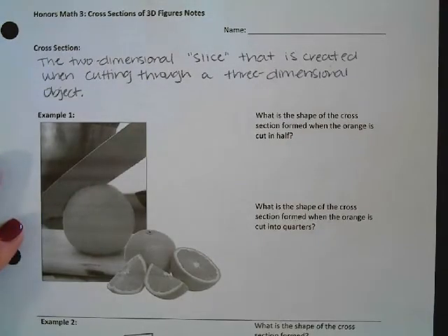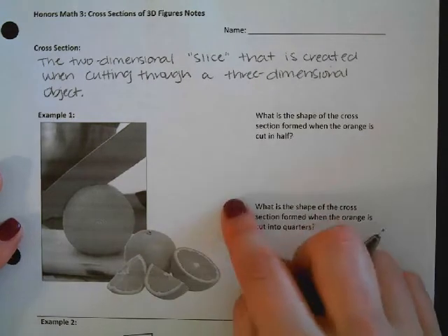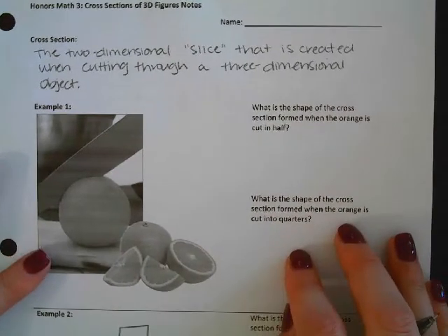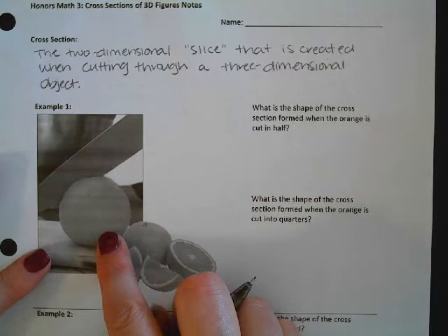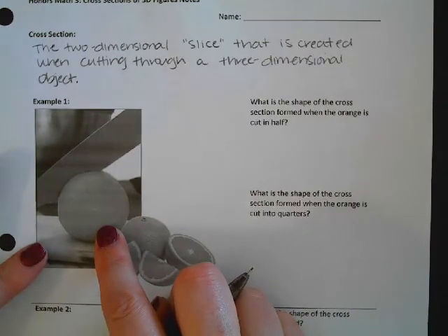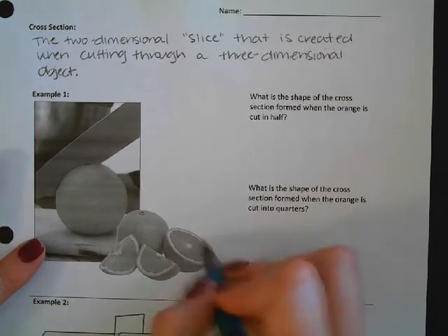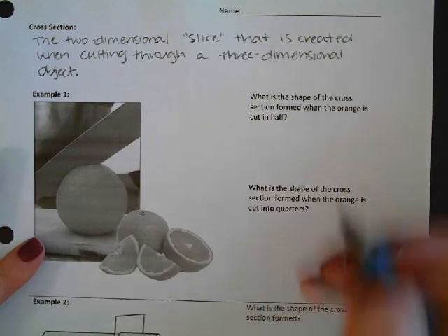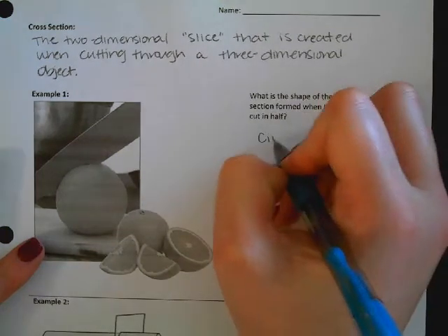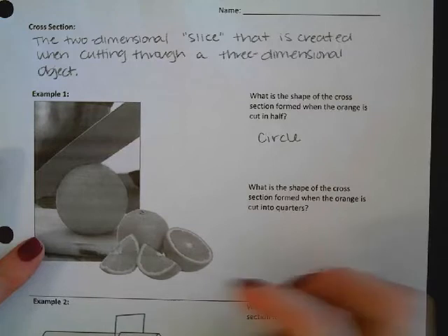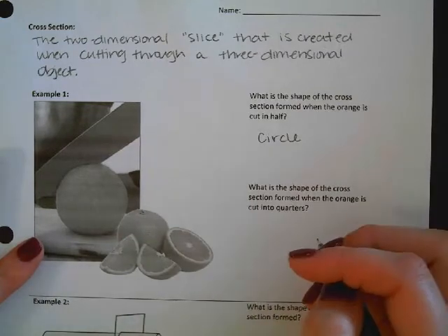So the first example here is literally slicing something because I think that's the easiest. So we have an orange here, which would technically be a sphere if we were to classify this 3D figure. And so if you cut the orange in half, you can see that right there. We all know that when you cut an orange in half, you get a circle. So the cross section of a sphere, if you cut through the whole thing, is a circle.